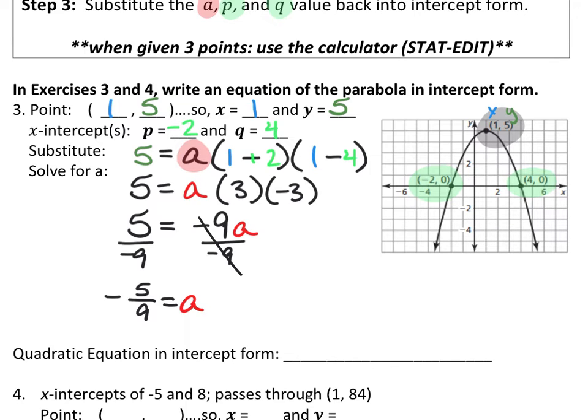so that's my value for A. What 3 letters am I plugging back into intercept form? P, Q, and A. So let's do that. That means we want there to be a Y equals. Then we plug in the number we got for A. Then there's an X minus the number P, which was -2, which means that changes to positive, right? And then X minus the number 4.